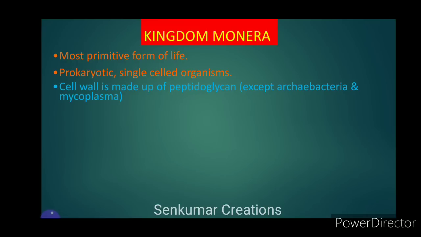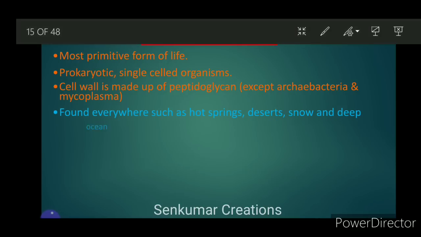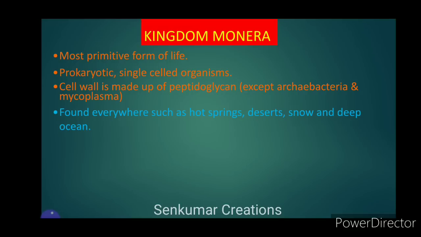So there are two groups, Archaebacteria and Mycoplasma. Except these two groups of bacteria, in all other bacteria in kingdom Monera the cell wall is made up of peptidoglycan. And it is found everywhere, such as hot springs, deserts, snow, and the deep ocean. So these are the locations where the Monerans can be found very easily. We can see them in the hottest areas of hot springs and in deserts. Snow also can have them, and the deep ocean also, we can see these Monerans.